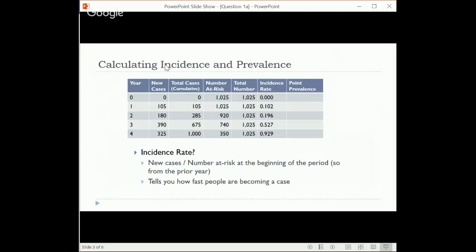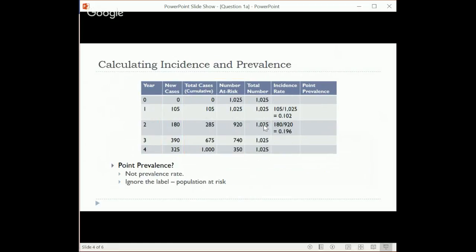So our incidence rate is our number of new cases over the number at risk at the beginning of the period, so from the prior year. In this case, you're going to divide 105 over 1,025 to get 0.102 for the incidence rate. And again, incidence rate is telling us how fast someone's becoming a case. And here I've just written it out so you can see what I was doing to get these numbers. So 105 over 1,025, the number at risk. 180 over 920.